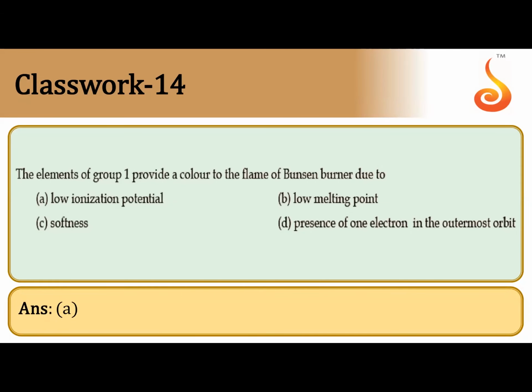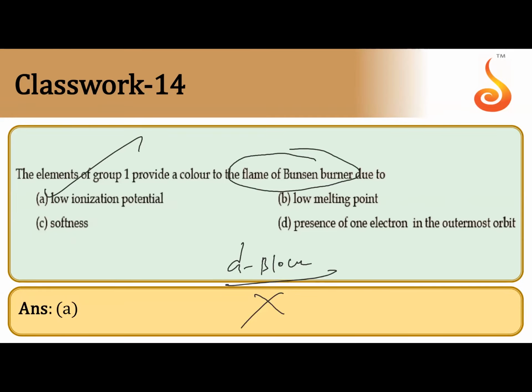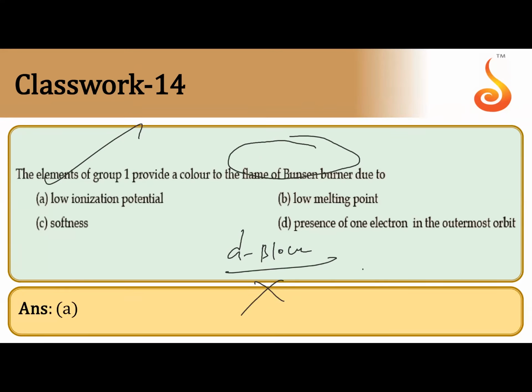Elements of group 1 provide color to the flame of the Bunsen burner due to low ionization potential. Because the flame of the Bunsen burner has a minimum energy by which it can liberate an electron. That is the reason alkali and alkaline earth metals show the flame. D block metals don't show the flame test due to this fact. It's not due to softness or low melting point or presence of one electron in the outermost shell. So it is because of low ionization potential. Yes, Udit, you are correct. That can happen.